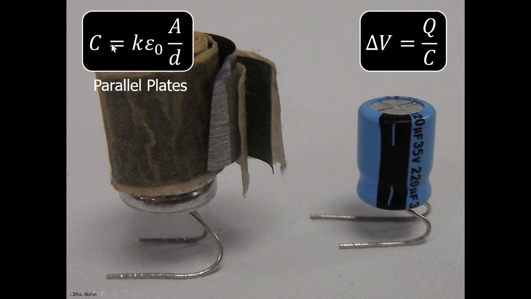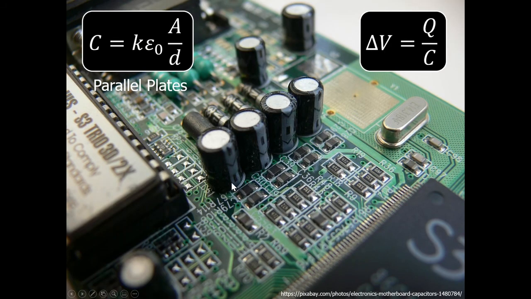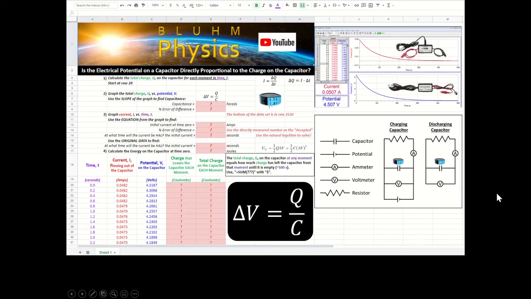So the capacitance of this is going to be some fixed amount. And we can see right on here that it was 220 microfarads. 220 microfarads is the value of the capacitance for that capacitor. So if we know the capacitance and the voltage, we can calculate how much charge is on there. These are the type of capacitors we see in circuits like this.